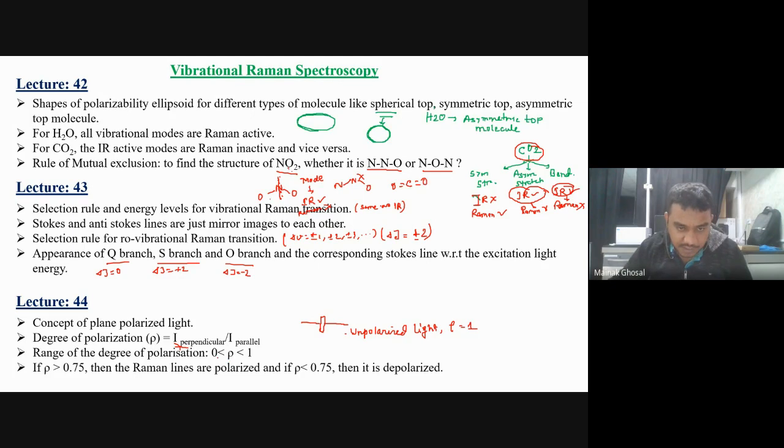So it is a fractional value. Okay, the minimum value is 0, the maximum value is 1. And it is said, as a statement, that if rho is greater than 0.75, then the Raman lines are polarized. And if it is less than 0.75, then I can say that the Raman lines are depolarized.